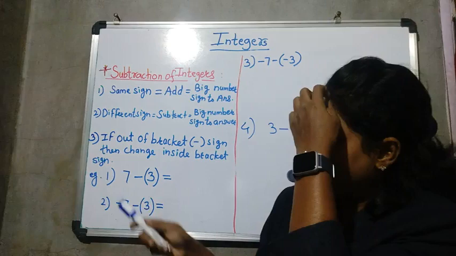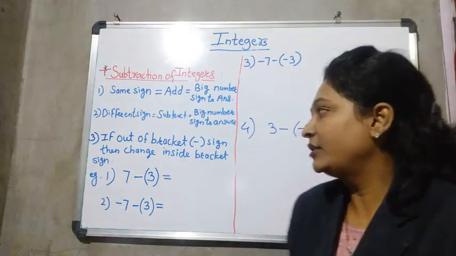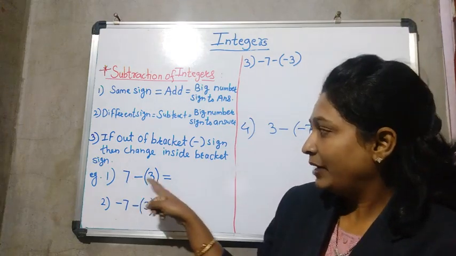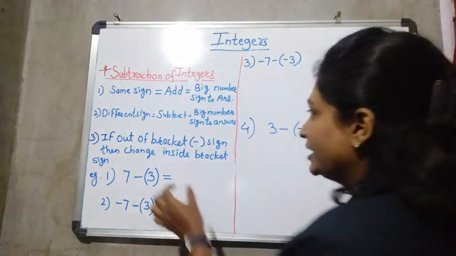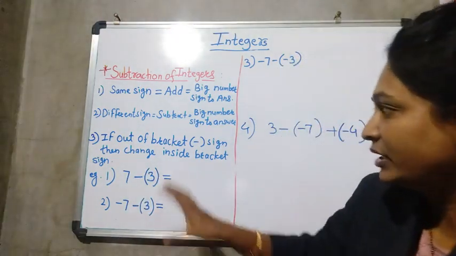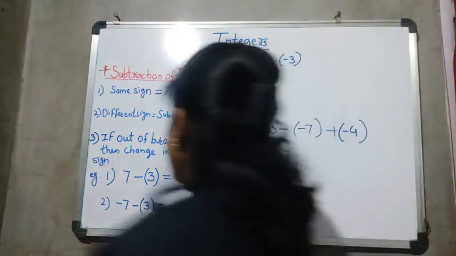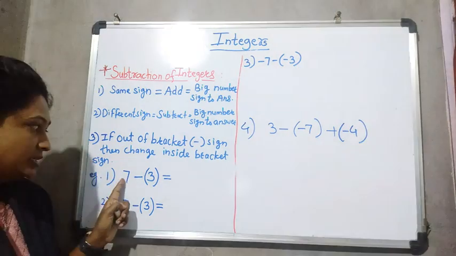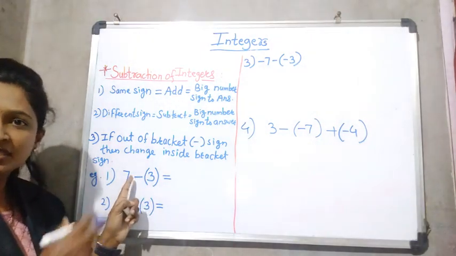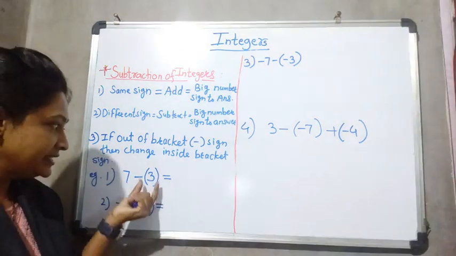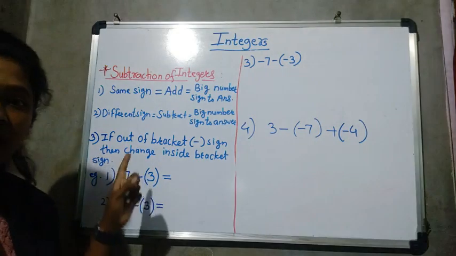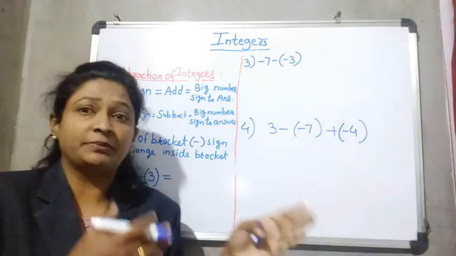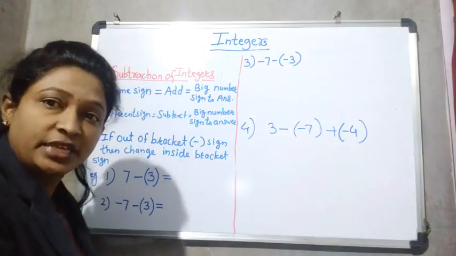Okay students, let's start our first example. The first example is 7 minus (3). Purposely I gave a bracket for 3 because I want to tell you that 3 is positive. Now 7 minus 3 means the subtraction sign is there, and inside the bracket there is a positive sign. So what I told you: if there is a negative sign outside the bracket, meaning subtraction, then we have to change the inside sign.